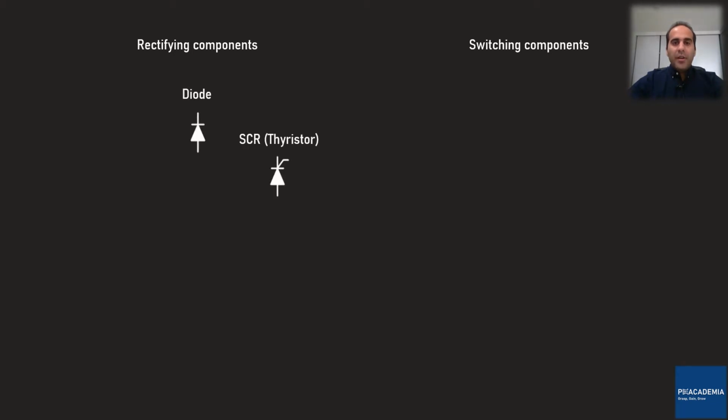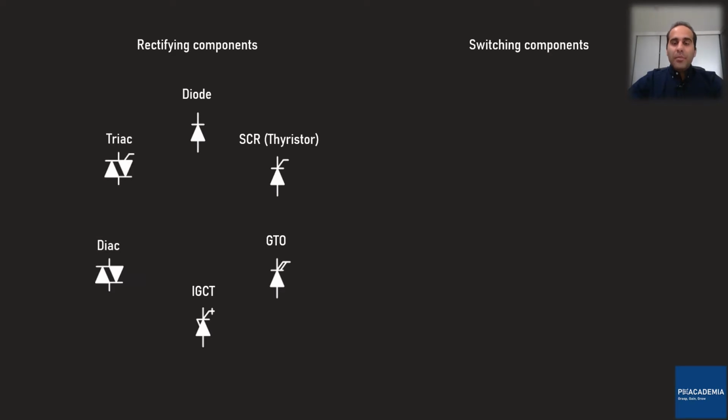Power electronics converters heavily rely on semiconductor components to process electrical energy. In power electronics, we mainly categorize semiconductor components into rectifying and switching. Examples of rectifying components include diode, silicon-controlled rectifier or SCR, sometimes called thyristor, gate turn-off thyristor or GTO, integrated gate commutated thyristor or IGCT, diode and triode.